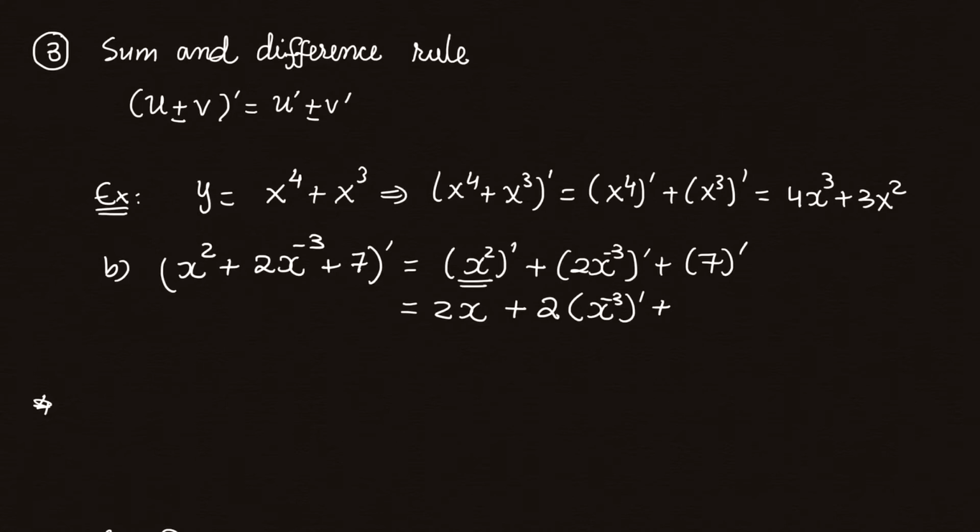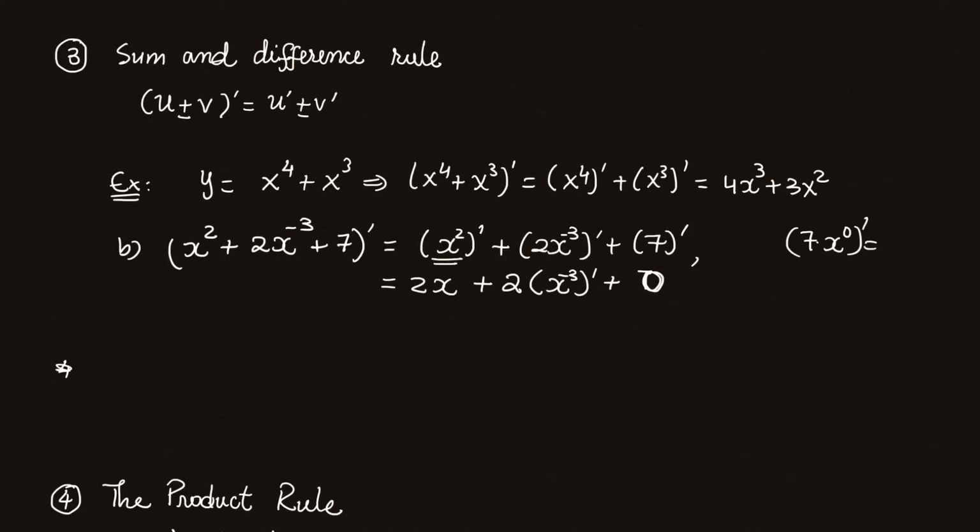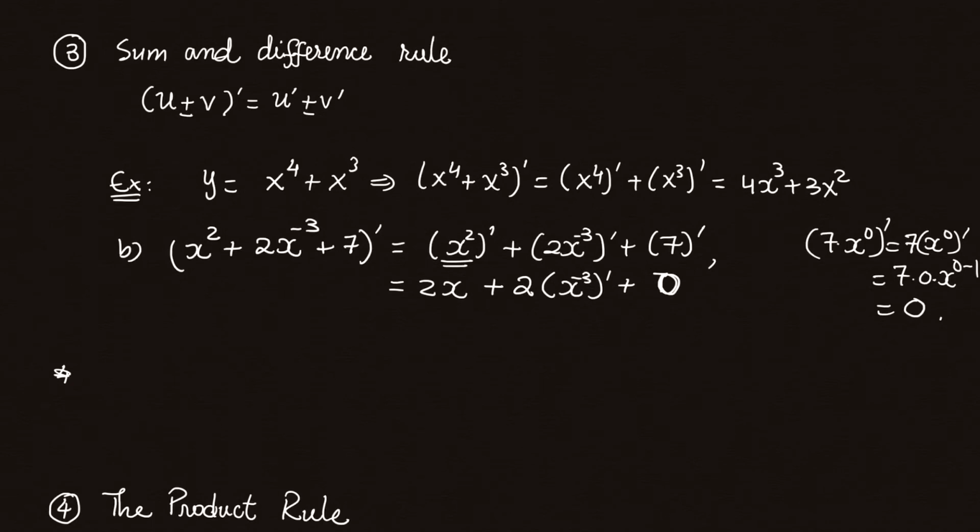The derivative of any number, I forgot to mention, is very important. The derivative of any number is 0. If you actually forget, then just remember that this is 7 times x to the power 0 derivative, right? The 7 can come out. I have the derivative of x to the power 0. Then if I apply it, 0 times x to the 0 minus 1, so I just have 0. So just remember, the derivative of any number is 0.